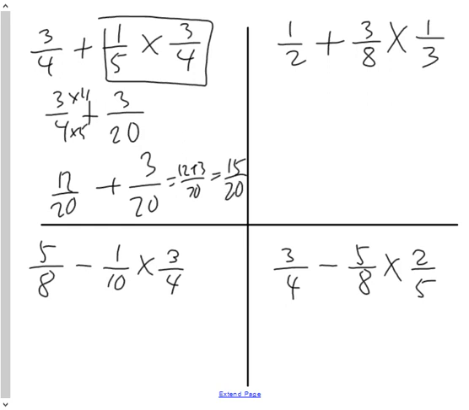15/20, which in lowest terms, did I make a mistake? Where did I make my mistake? I don't think I made a mistake, did I? Oh, by 5. Yes, by 5. 15 gives me 18. Thank you. It would be 18 over 20, which in lowest terms is 9 over 10. There we go. That's a little bit better.